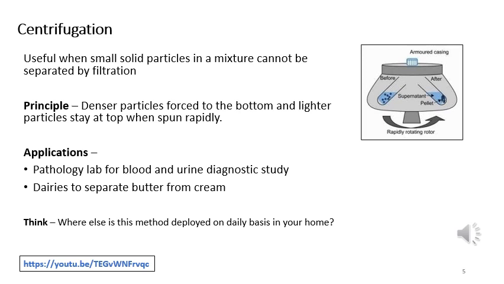The picture on the right hand side of the slide will tell you how the suspended particles, supernatant and the pellet particles are seen after they have been run rapidly using a rotating motor. This method is applicable to separate components of blood. I'm sure you recollect what are the different components of blood, and this is very essential to separate them if we want to run a blood or a urine diagnostic study.